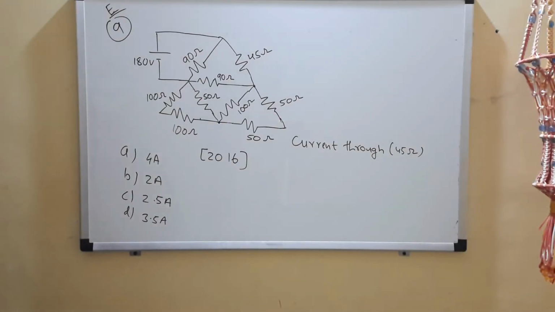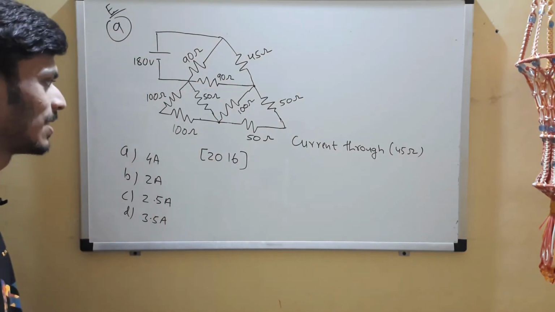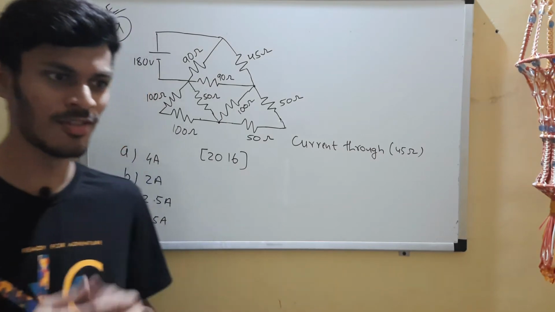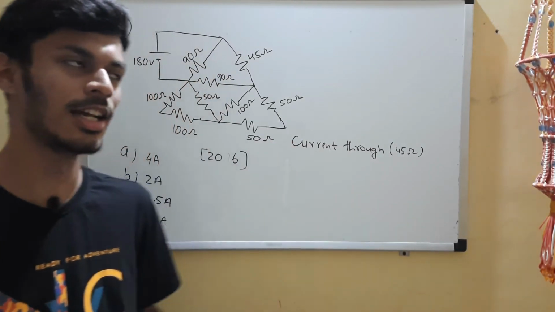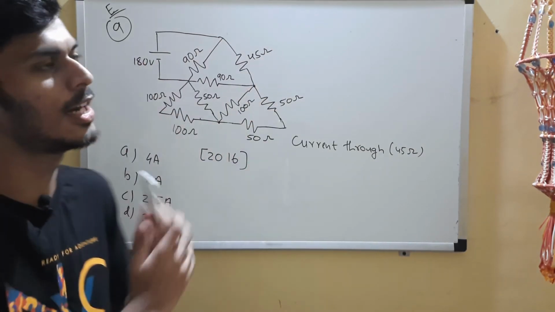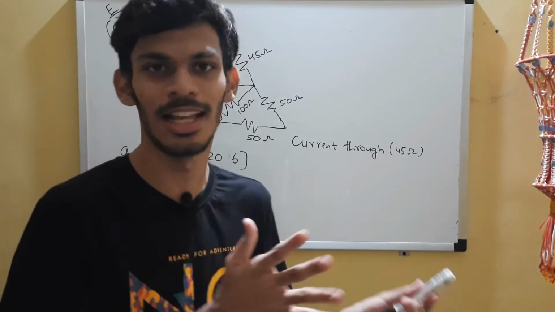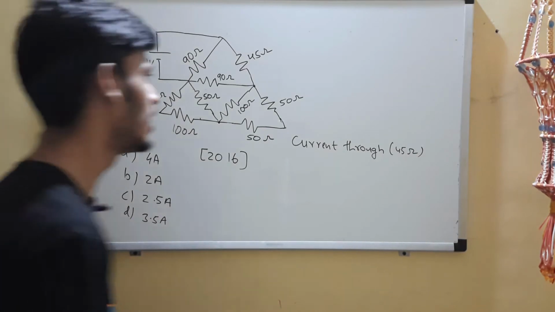Question 9 over here. Here you are supposed to find the current through this 45 ohm resistance. So first of all we need to solve this circuit, find the equivalent resistance. Using the equivalent resistance we can find the current which is drawn through the cell, and then we can split the current again and find the current through the 45 ohm resistance, just like we did in the previous case. So let's find the equivalent resistance first.